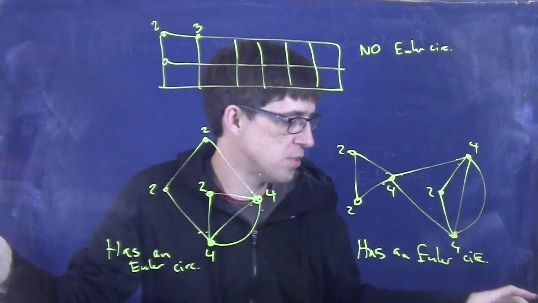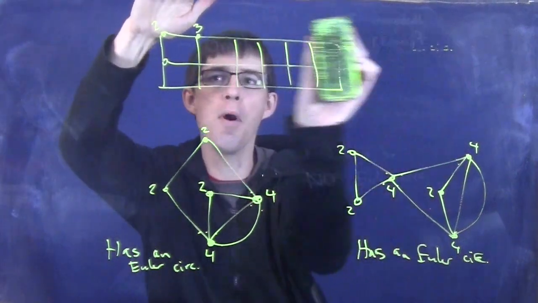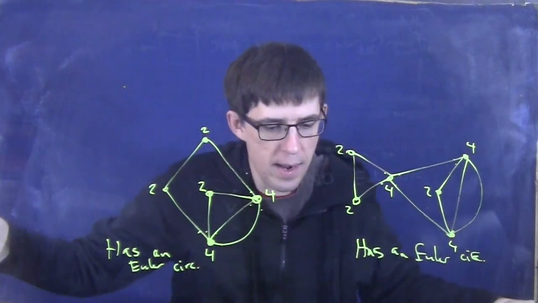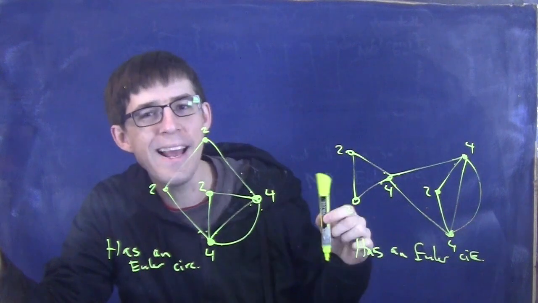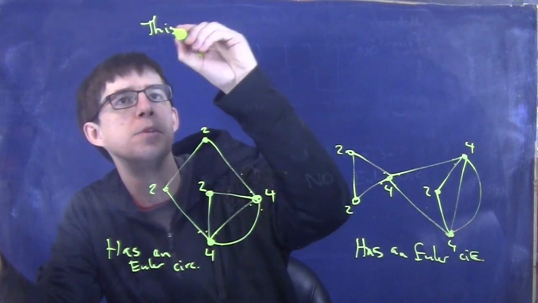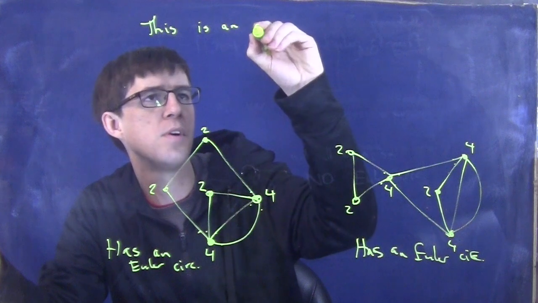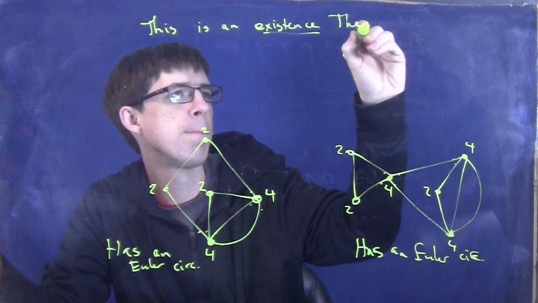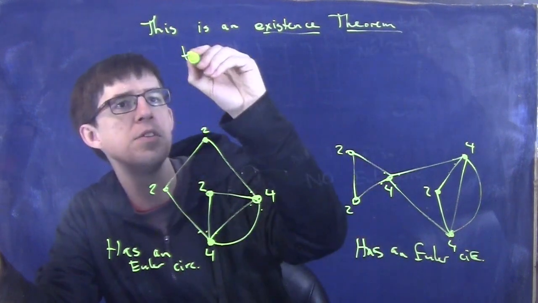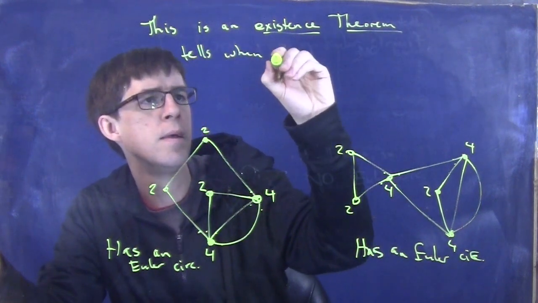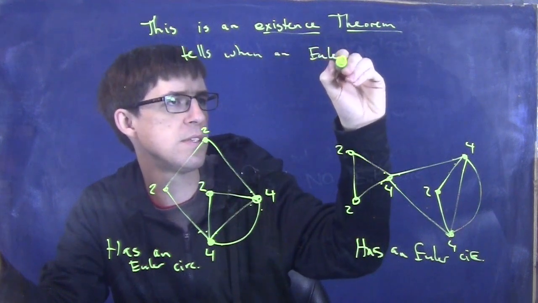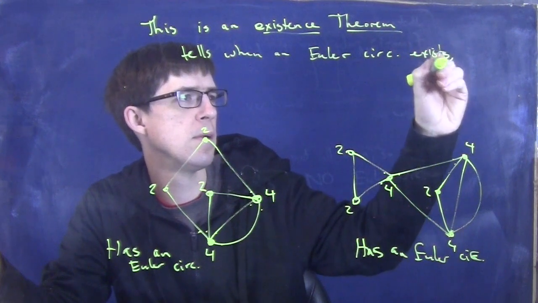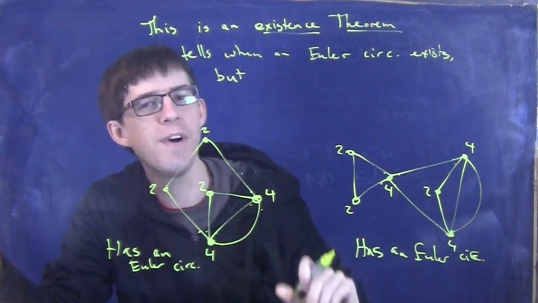This is what mathematicians call an existence theorem. That is to say, the theorem tells you when something exists or not, but it doesn't tell you what it actually is. So I'm just going to write that down. This is what mathematicians call an existence theorem. It tells you when an Euler circuit exists, but it doesn't say how to find it, right?